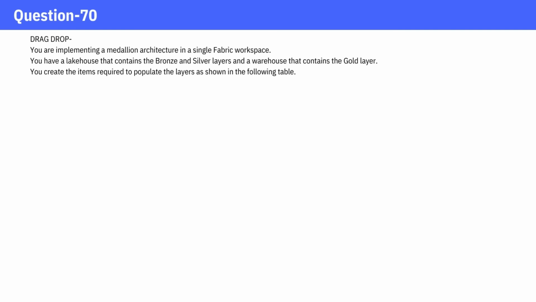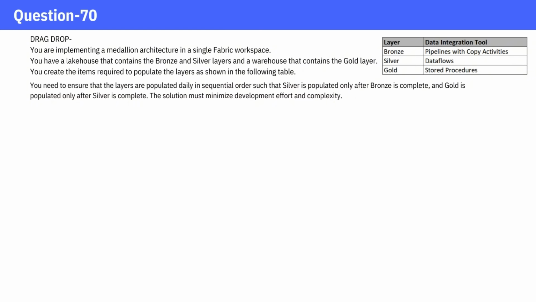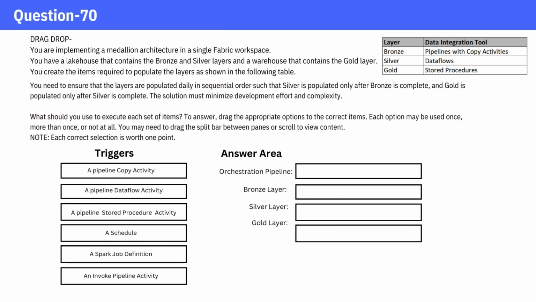Question 70. You are implementing a Medallion architecture in a single fabric workspace. You have a lakehouse that contains the bronze and silver layers and a warehouse that contains the gold layer. You create the items required to populate the layers as shown in the following table. You need to ensure that the layers are populated daily in sequential order, such that silver is populated only after bronze is complete, and gold is populated only after silver is complete. The solution must minimize development effort and complexity.